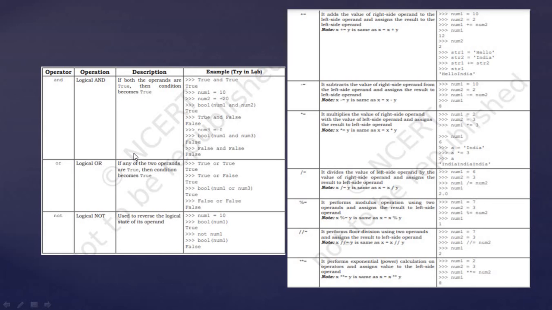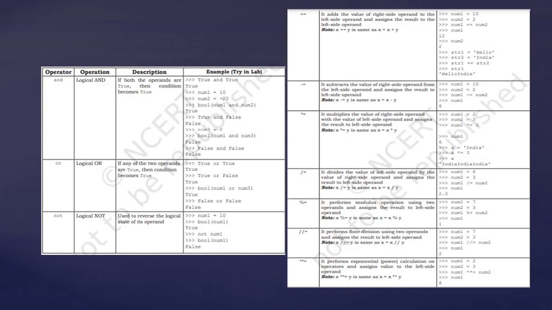When we are using or, if any of the two operands are true, then the condition becomes true. And mind you, let's say we want to find out between 1 or 2. So 1 and 2 both are true. So we will print 1 in that case. But in the same case, if we use 1 and 0, 0 is false. And we know that in AND, we have to check whichever one is false and we print that. So we will print 0 in that case.